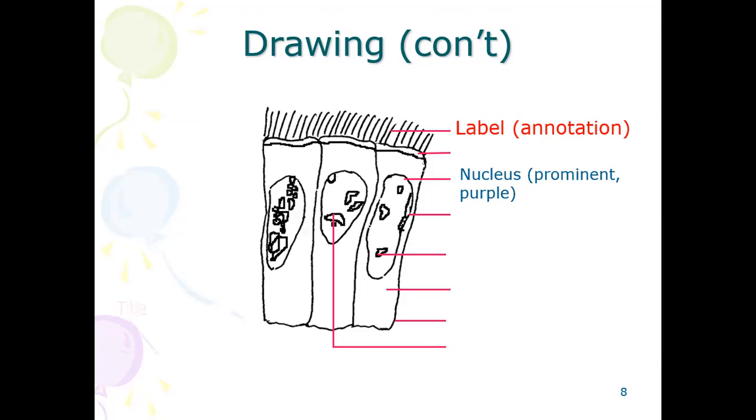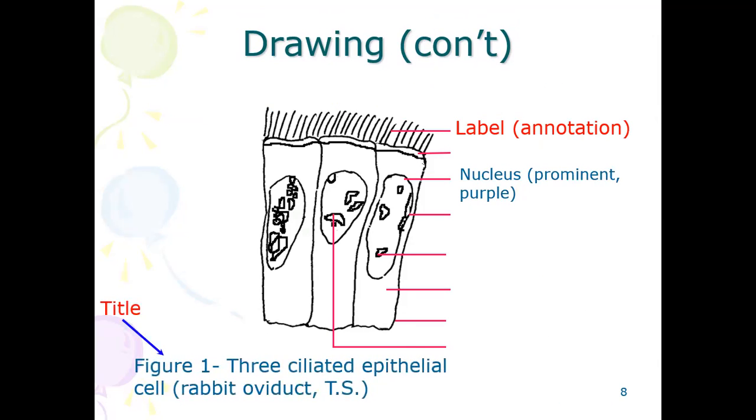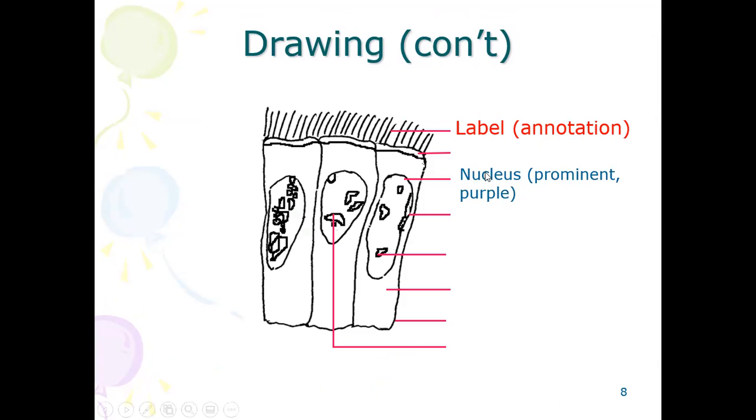Okay. Now, label and annotation are different. Label means you give me the name of the structure. Annotation means please describe the structure that you can see. So describe: you can tell me about the shape, the size, the color, the texture.